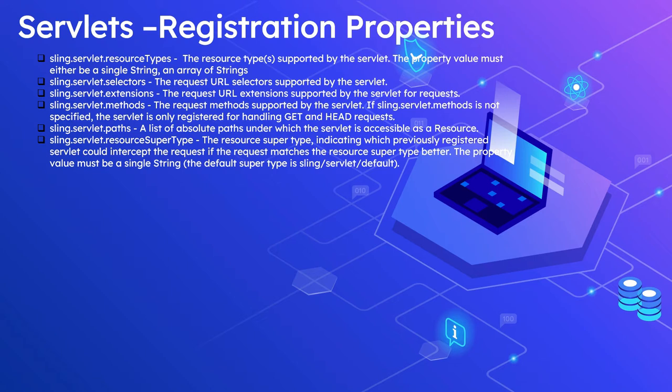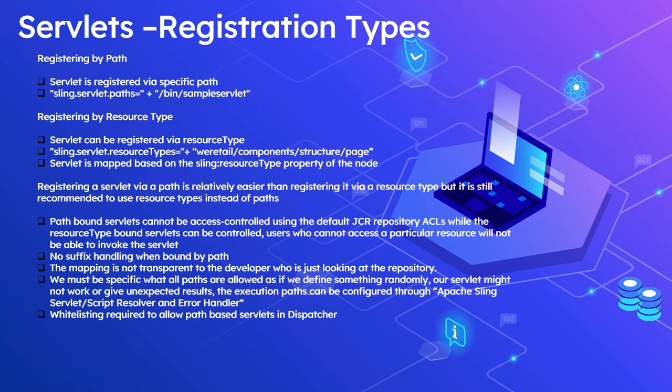The next one is sling.servlet.resourceSuperType. This specifies the resource supertype, indicating which previously registered servlet intercepts the request if it matches. The value must be a single string. The default supertype is sling/servlet/default. Let us now see the servlet registration types.